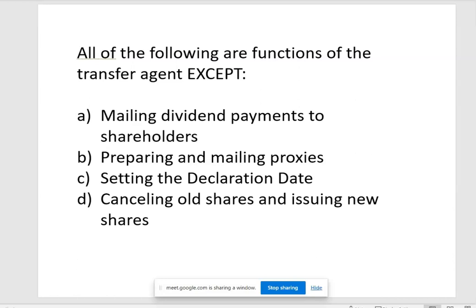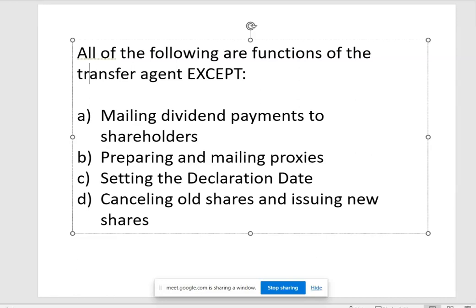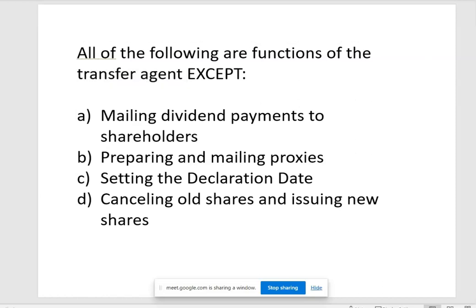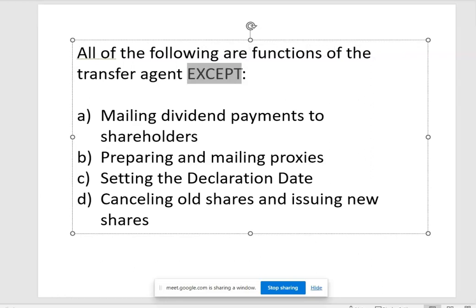So all the following are functions of the transfer agent except... first off, who's the transfer agent? The transfer agent is hired by a corporation. Basically, their role is to keep track of the outstanding shares of stock and who the shareholders are, keeping a list of who the shareholders are. So what do they not do? What's the function they do not do?